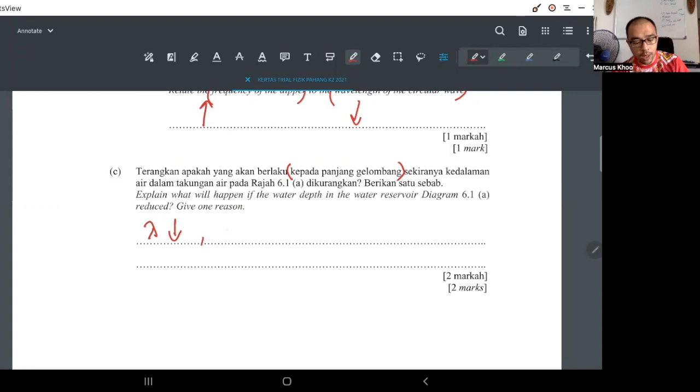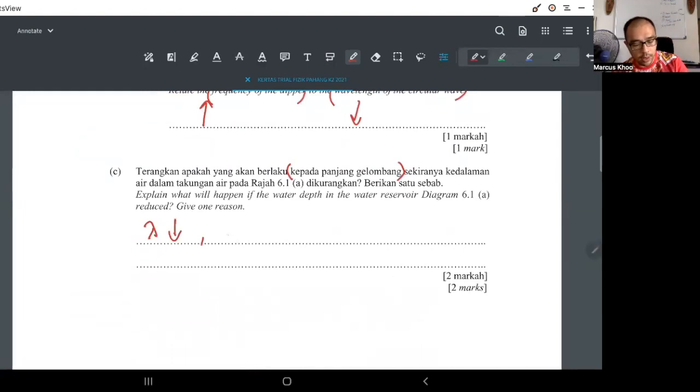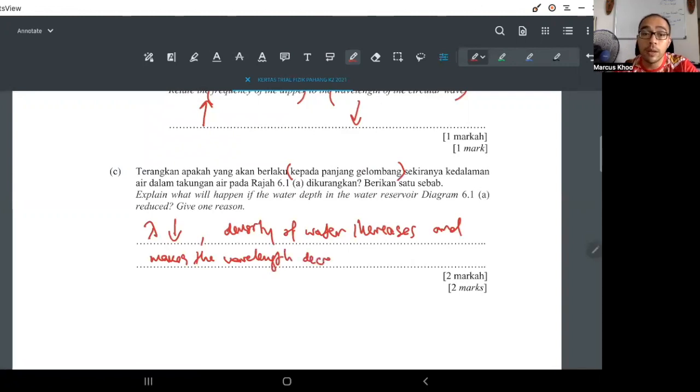Okay, because the wavelength will decrease. This has something to do with refraction. When it is shallow water, it is more dense. The density of water increases and makes the wavelength decrease. Actually, you can also say the speed of the wave also will decrease. The density of the water increases because the depth of the water has decreased.